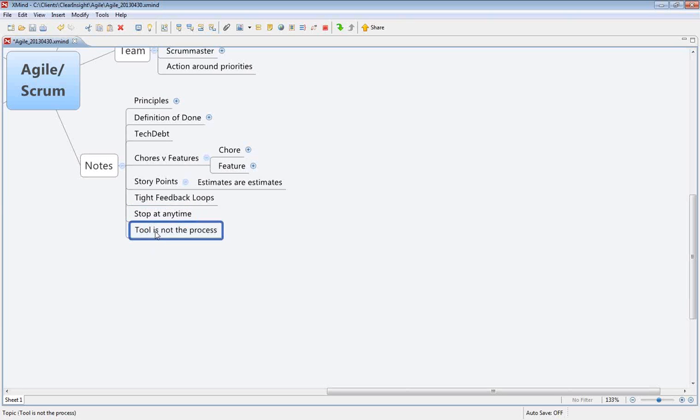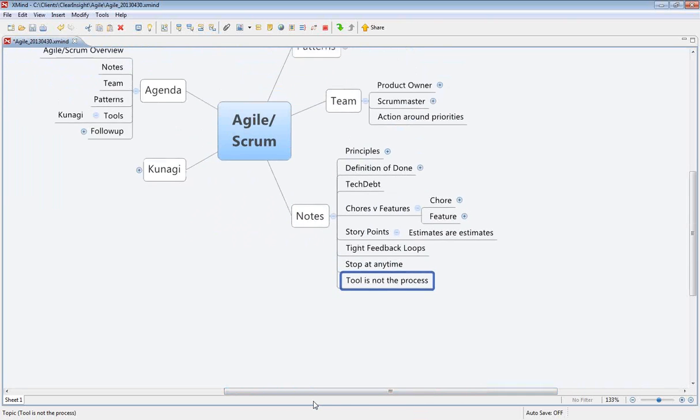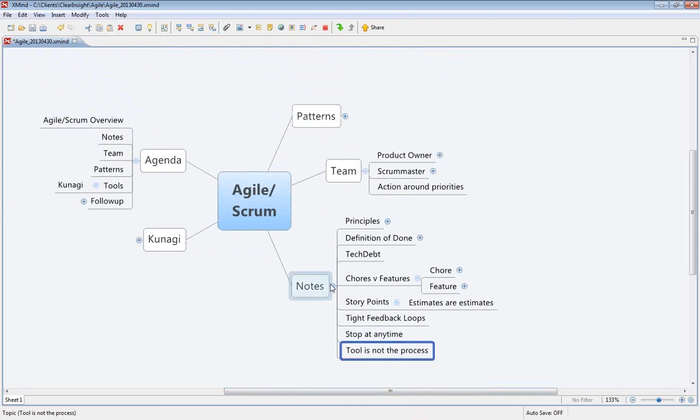And the last point here, before we go ahead and get to something more interesting, is the tool is not the process. I'm going to show you a tool later on, but this is just one tool of many that we can use for this process of Agile Scrum. And the process is important because it's the people in the process that make these things successful.